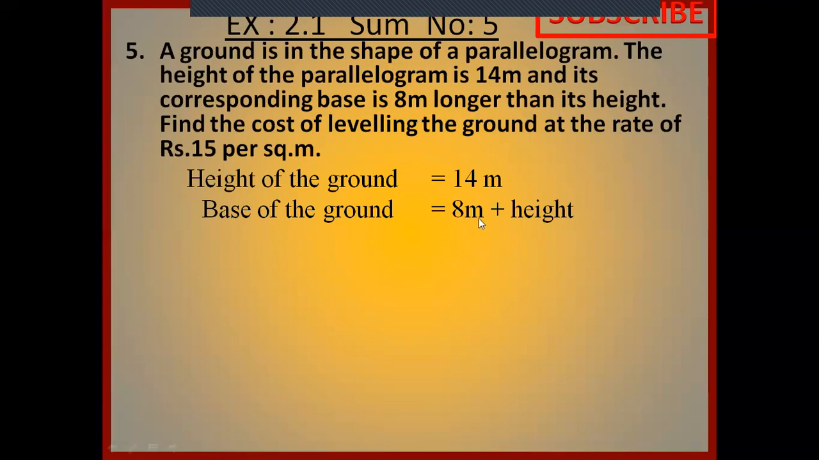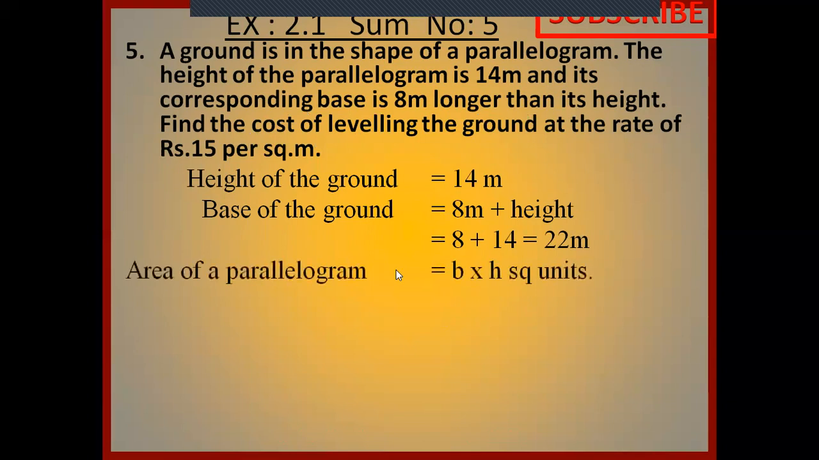That means 8 meters longer, so we add to its height. So here the height of the parallelogram is 14. So 8 plus 14 is 22 meters. So now we have the height and we have the base. They want us to find the cost of leveling. So for the cost of leveling, you should find the area of the ground, which is in the shape of a parallelogram. So area of the parallelogram is base into height. So 22 into 14, you get as 308 square meters.